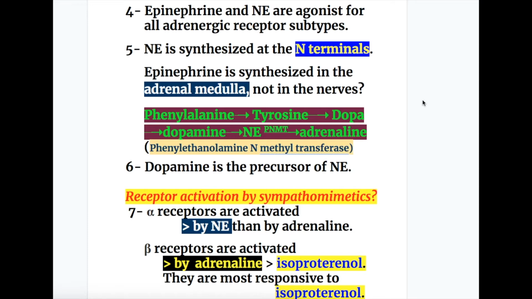So which receptors are activated by sympathomimetics? We have alpha receptors that are activated more by norepinephrine than by adrenaline. And we have beta receptors activated more by adrenaline and most responsive to isoproterenol. So alpha receptors are more activated by norepinephrine, meanwhile beta receptors are activated more by adrenaline.